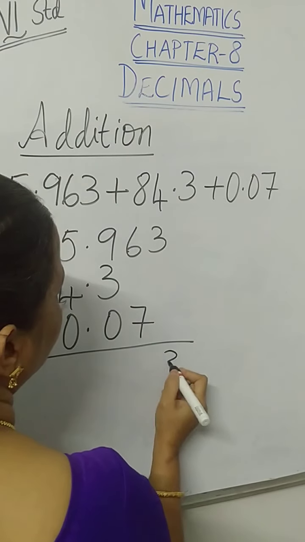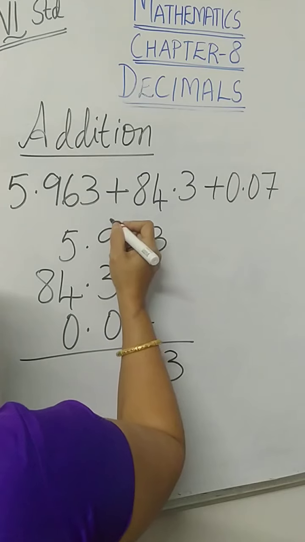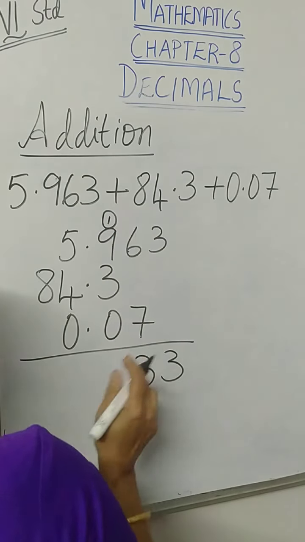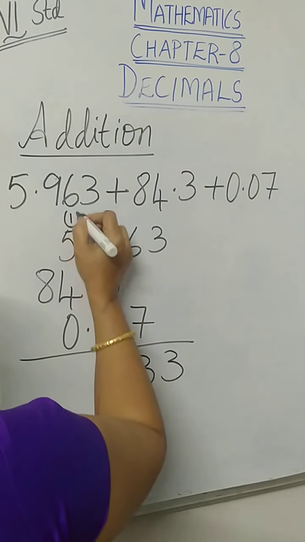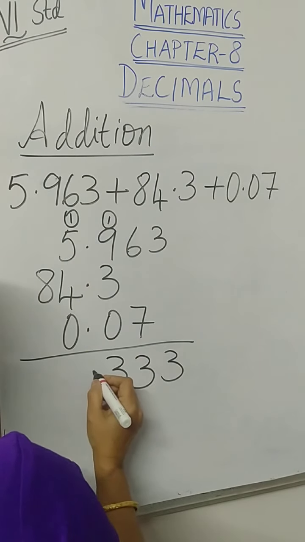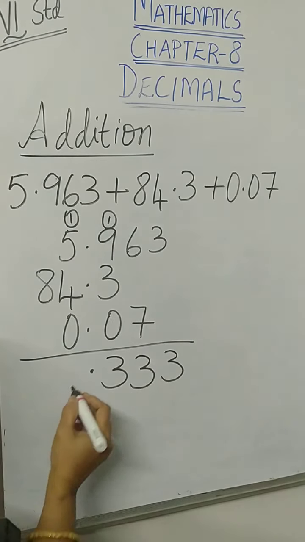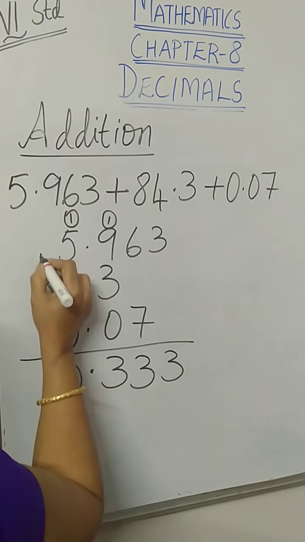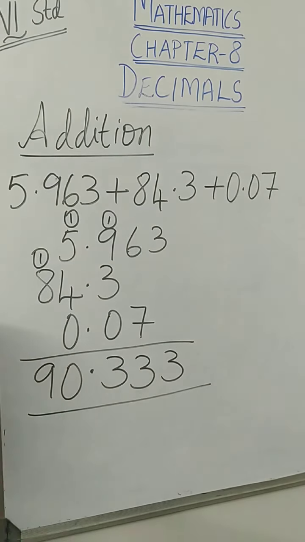So just add it. There's 3 here. 6 plus 7, 13. 3, 1 carry here. 9 plus 1 is 10. 10 plus 3 is 13 again. 3, 1 carry here. Look here, now the decimal is here. So place the decimal here. Now 5 plus 1 is 6. 6 plus 4 is 10. 0. 1 is carried here. 1 plus 8 is 9. So the answer is 90.333. Okay?